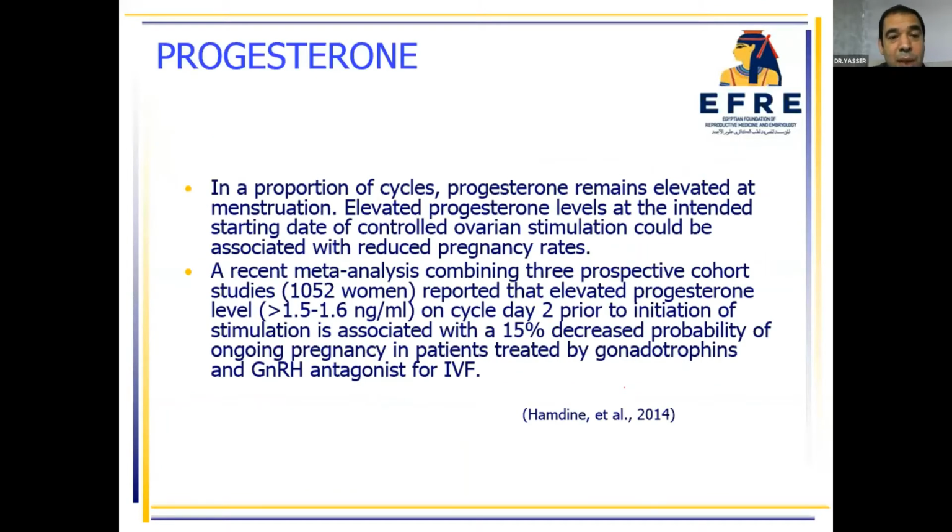Regarding progesterone, in a proportion of cycles, progesterone remains elevated at menstruation. And this elevated progesterone level at the intended starting date of controlled ovarian stimulation could be associated with reduced pregnancy rates. A recent meta-analysis combining 3 prospective cohort studies, including more than 1,000 women, reported that elevated progesterone level more than 1.5 to 1.6 nanogram per milliliter on cycle day 2 prior to initiation of stimulation is associated with a 15% decreased probability of ongoing pregnancy in patients treated by gonadotropins and GnRH antagonist for IVF.